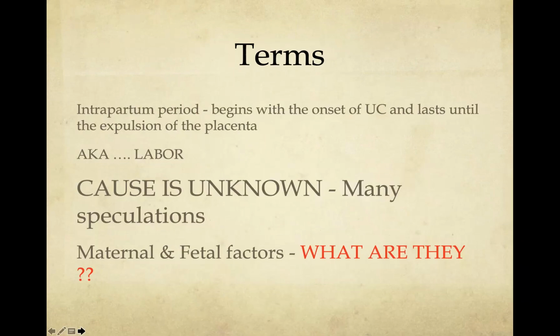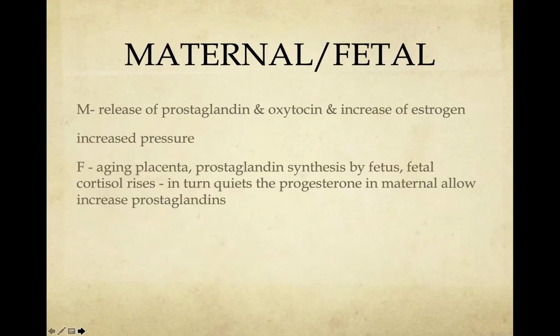Intrapartum period, it begins with the onset of the uterine contraction and lasts until the expulsion of the placenta, also known as labor. Many causes could be maternal or fetal. So think about maternal or fetal. So maternal, she has that release of that prostaglandin. That's why we use prostaglandin and oxytocin when we're inducing or augmenting labor, and also an increase in estrogen, and also the increase in the pressure as the baby is descending through the pelvic cavity.